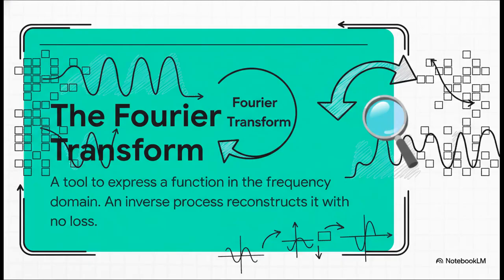And the mathematical magic wand that lets us jump between these two worlds, from pixels to waves, is called the Fourier transform. It takes a regular image and breaks it down into all of its basic wave components, or its frequencies. And what's so important is that it's a two-way street. We can use what's called an inverse Fourier transform to put all those waves back together and get our original pixel-based image back with absolutely no information loss.